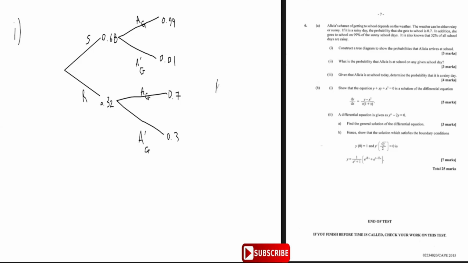Let's look at the second part of the question. The next part says, what is the probability that Alicia is at school on a given day? So we want the probability that Alicia goes to school. It is going to be equal to the probability that it is sunny and she goes to school, plus the probability of it being rainy and she goes to school.